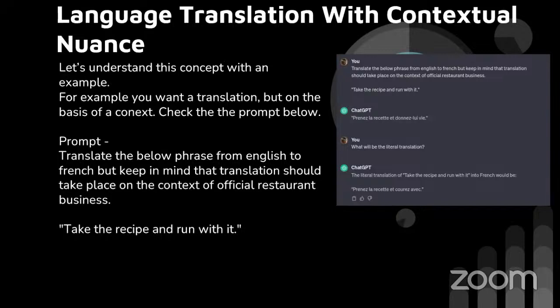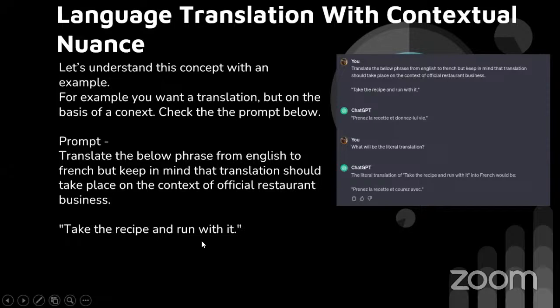Now, we can also do language translation with contextual nuance. So this is also one of the prompting techniques that you can look at. Let's understand this concept with an example. For example, you want a translation, but on the basis of a context. So let's see an example prompt. Translate the below phrase from English to French, but keep in mind that the translation is to take place in the context of an official restaurant business.